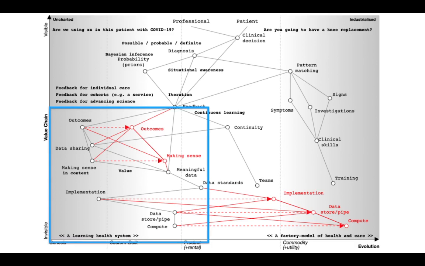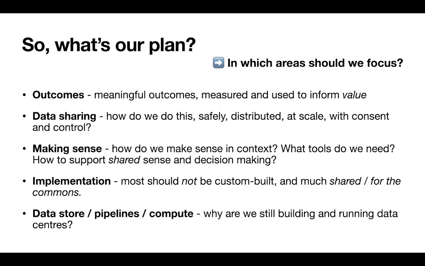So these are the areas that we need to focus on. How do we build and focus our efforts to build what essentially is a learning health system? So that's what we need to do, is focus on meaningful outcomes. It's about value. Is it worth doing a tonsillectomy on that child, or is it better that that child is managed conservatively? How do we share data that's safe, distributed at scale with consent and control?